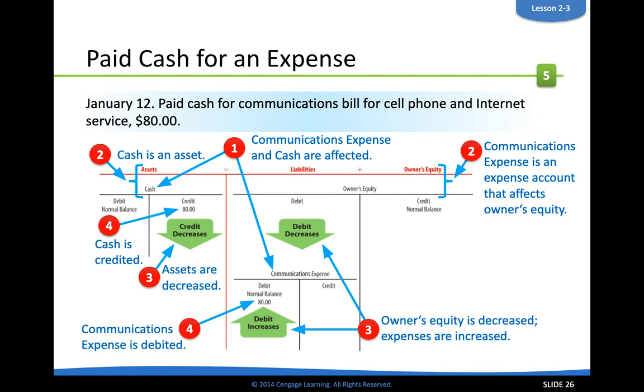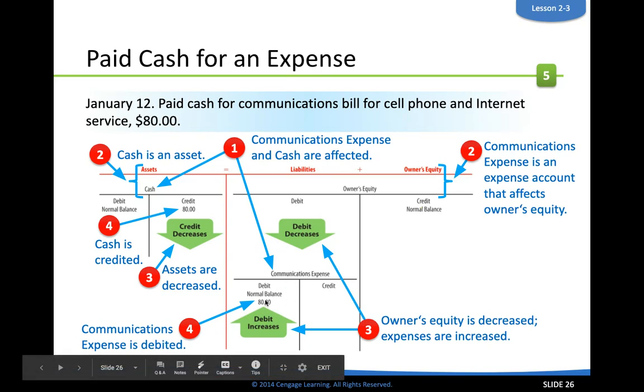Question number 4, bringing out those debits and the credits. Well, when you pay cash for something, you need to decrease your cash account. So we need to credit cash because credits decrease assets. And then we need to increase our expense account. So our expense account is increased by $80. We are going to debit our expense account there.